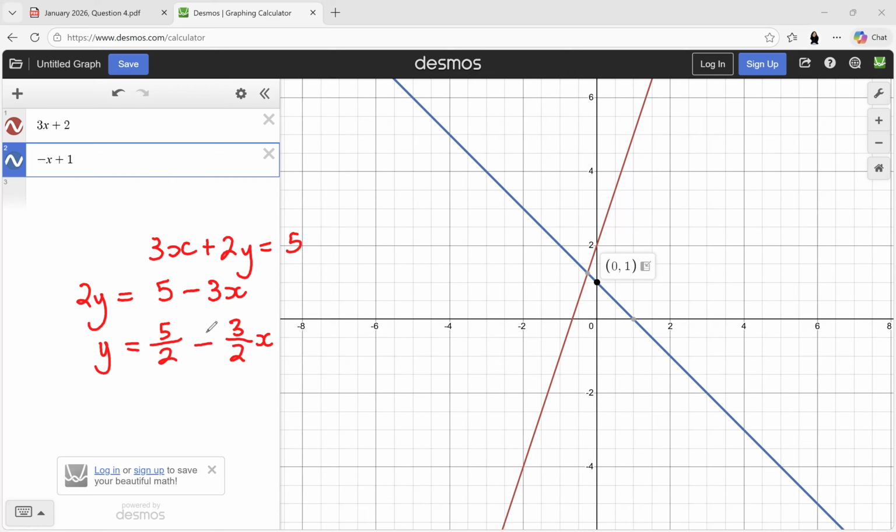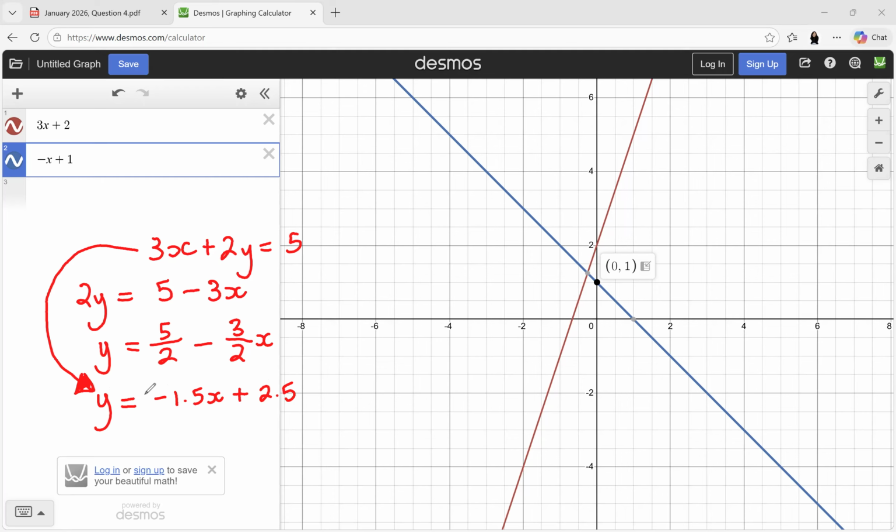If you want, you could use decimals, right? And you can put the x term in front. So you could have y is equal to negative 1.5x plus 2.5. 5 over 2 is 2.5. So now this equation, 3x plus 2y is equal to 5, is in the form y is equal to mx plus c. It just took a little manipulation.